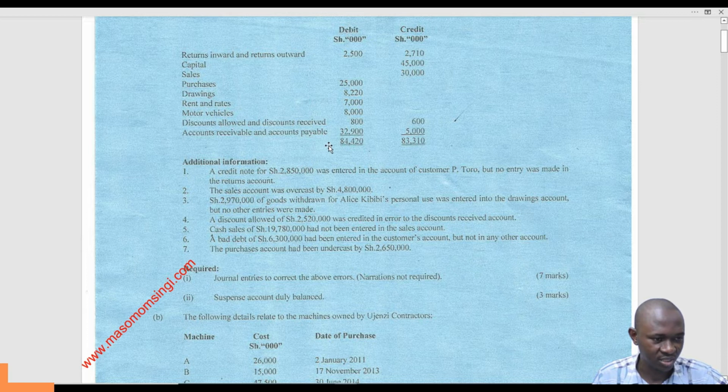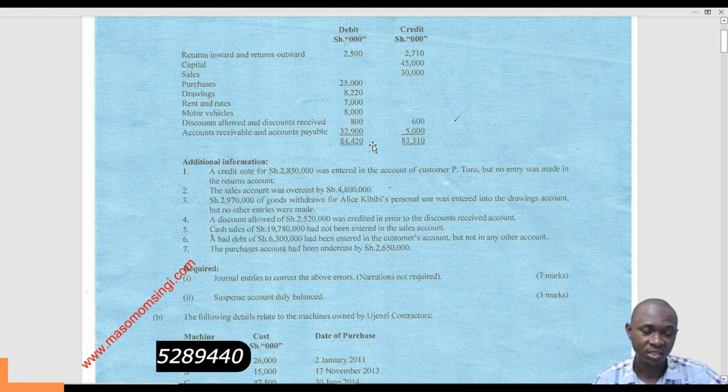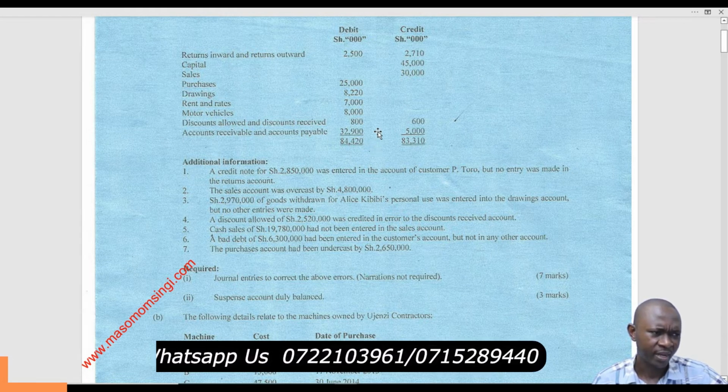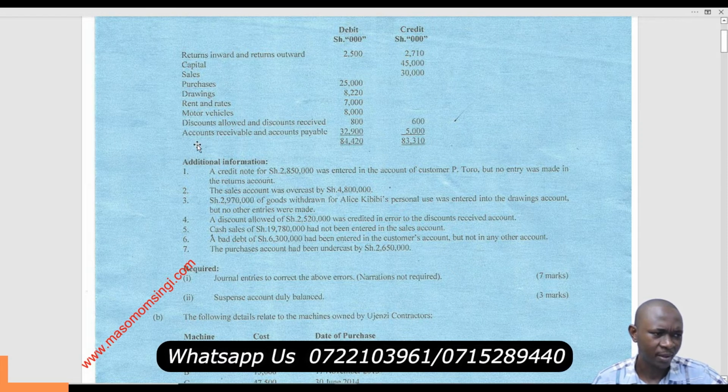The zeros have been restricted, and you can see this is a trial balance. The totals are not agreeing. In a trial balance, the debit side and the credit side should balance. The fact that the two sides have not balanced shows that there's a problem. There must be errors. And in such a case, normally we also include a suspense account with the difference.